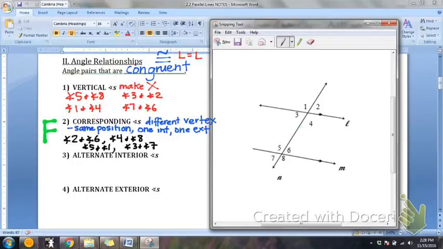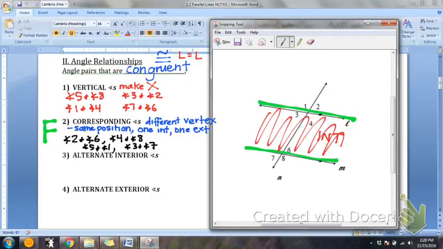So if we talk about these parallel lines, this is the interior. Would you guys agree with that? In between my two parallel lines is everything in here. And everything out here is the what, do you think? This is going to be my exterior, right? So when we say one's inside and one's outside, let's look at what I mean by that.